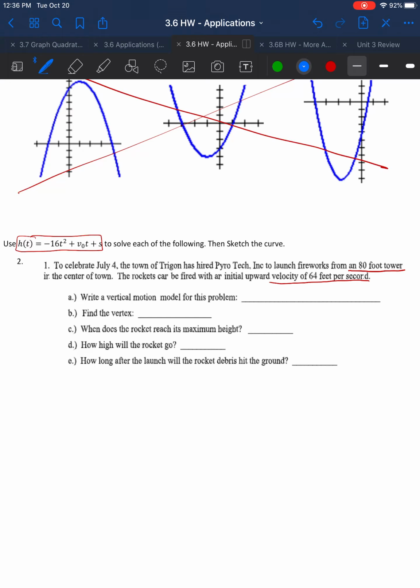So we've got our vertical motion formula, and in our word problem, we've got a firework launched from an 80-foot tower with a velocity of 64 feet per second. Now, I have enough to write my vertical motion model. Vertical motion model just means write the equation. So I've got negative 16 t squared plus, what were we told the velocity was? 64 feet. S is your start height. So what's the height of the tower? 80 foot.